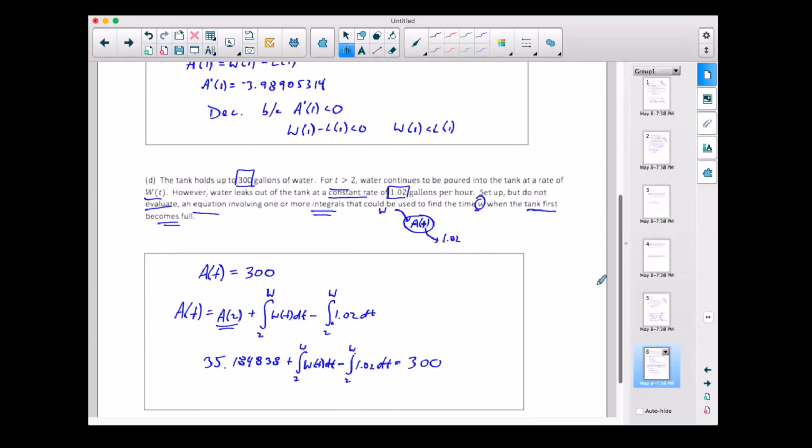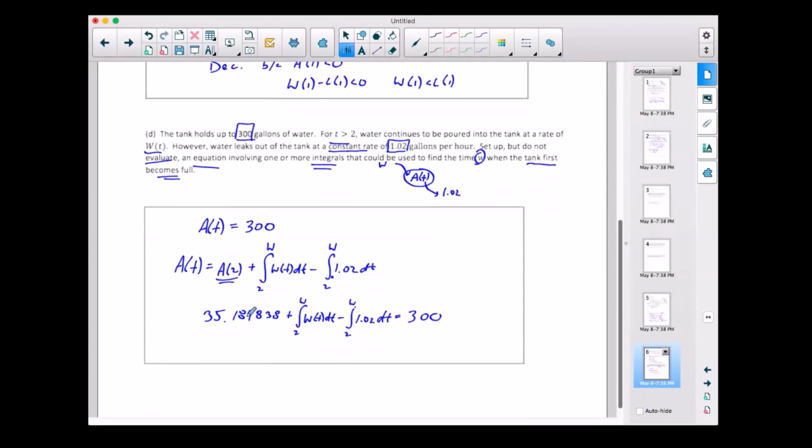There's a couple of other ways that you may have written that. This is kind of the most direct way, is to say we're starting after 2. So I'm going to start with the amount at 2 and then add the amount I've added since 2, and then take away the amount I am withdrawing or leaking after 2, and set that equal to 300. Notice it says set up, but do not evaluate, meaning you're not going to do anything with this, right? You're just going to leave this like this and stop right there.